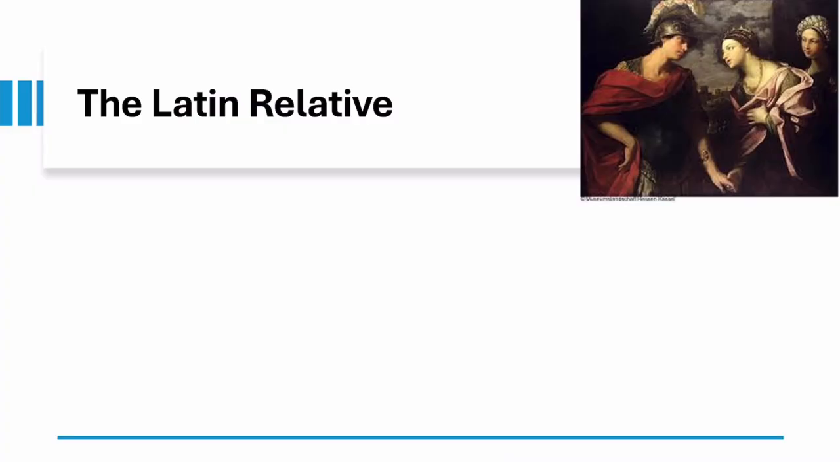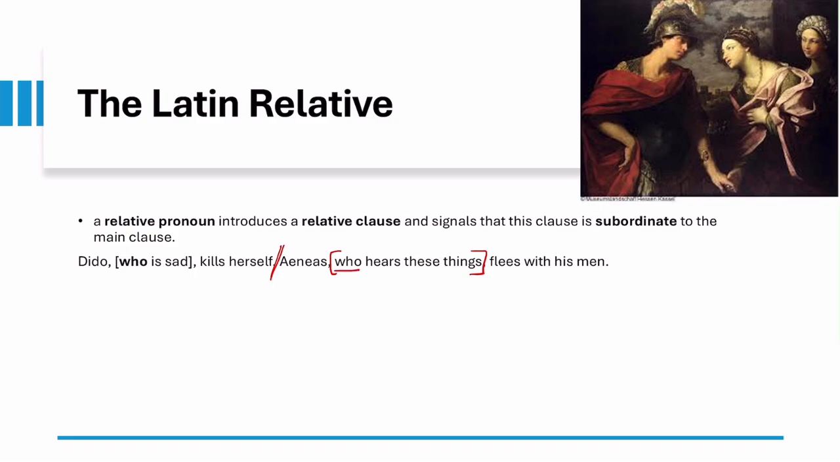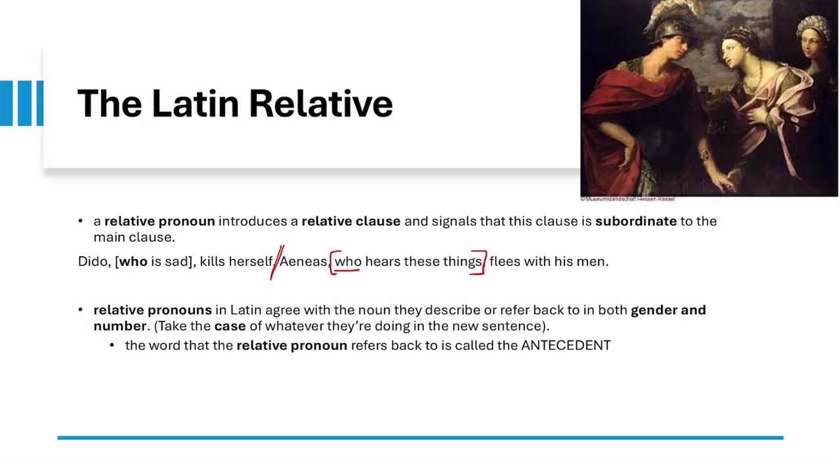Your Latin relative. This is a free image from Wikipedia, showing Dido and Aeneas, a painting from the 1600s. So your relative pronoun introduces your relative clause, which we have said many times now. So if we look here, Dido, who is sad, kills herself. A trigger warning and a note that I've just ruined Aeneid Book 4 for you as well. I'm not doing very well here on spoilers. Aeneas, who hears these things, flees with his men. Technically untrue, he was fleeing already. But there you get an example of, well, two examples of your relative clauses.